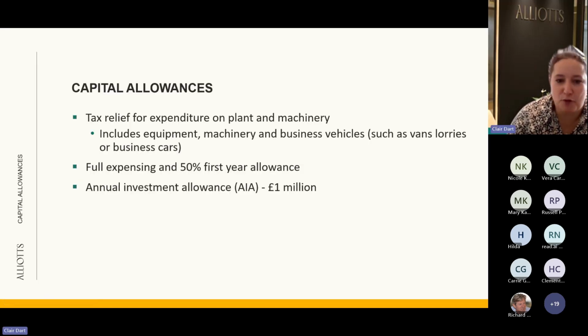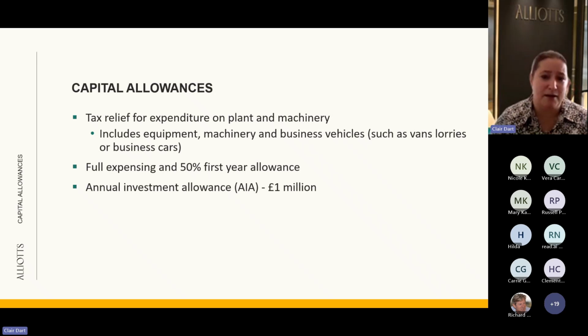I also promised I would give you a bit of an overview on the capital allowances available in the UK. Capital allowances are essentially a tax relief for expenditure on plant and machinery. So capital items are disallowed for tax relief as general business expenses because that relief is then claimed instead by way of capital allowances. So this is usually things like equipment, office equipment, machinery, business vehicles, vans, lorries, business cars.